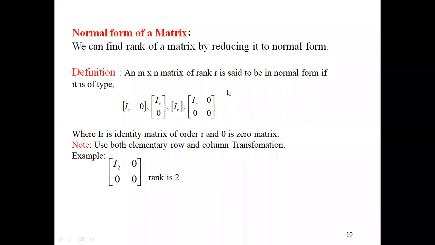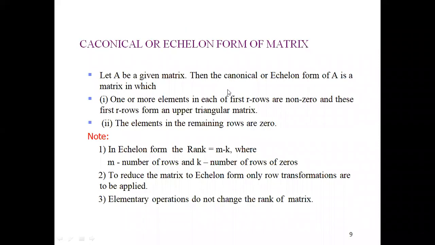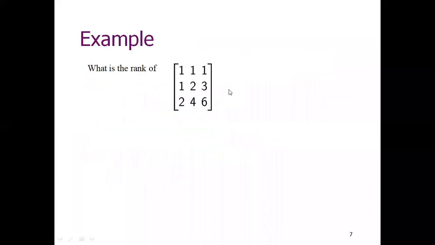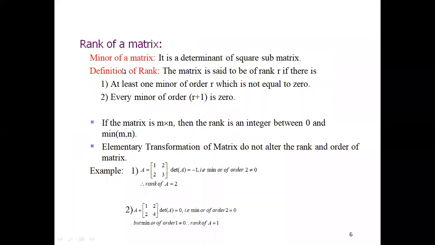You can also say that, but we are not talking about independent and dependent. So what we are talking about, let's see. I'm going to revise. Sir, at least one minor of order R should not be equal to 0. Correct, absolutely correct. So this is the definition of rank that we have seen here. The matrix is said to be of rank R if there is at least one minor of order R which is not equal to 0 and every minor of order R plus 1 is equal to 0. This is the first definition.